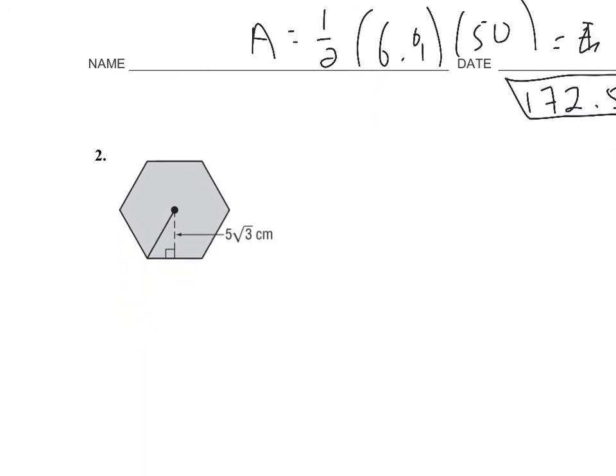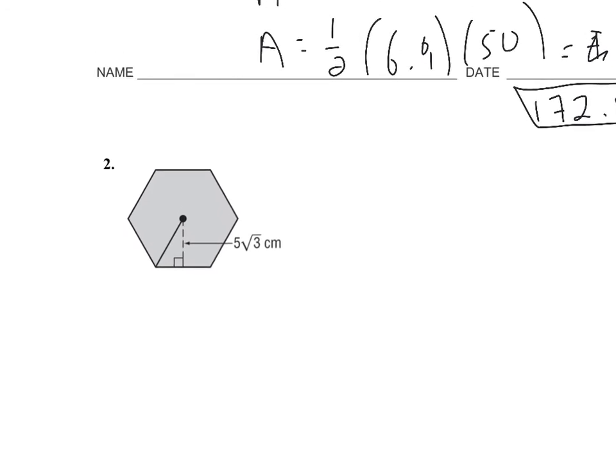In question number 2, the formula is the same. Area is equal to 1/2 AP. But this question is a little bit different. In this case, I gave you the apothem, which is 5 radical 3. Okay, and this is a regular hexagon. So A, I already know, is 5 radical 3. So this is your A. A is equal to 5 radical 3.